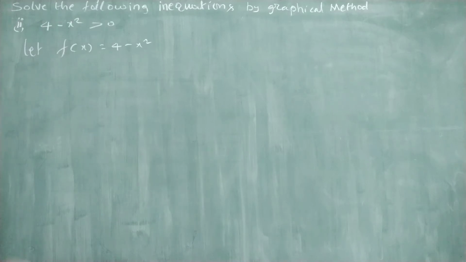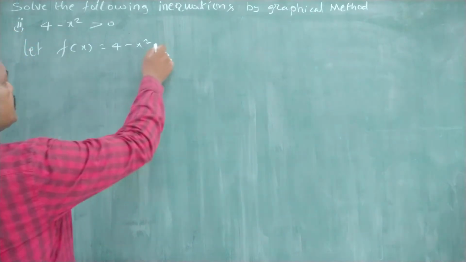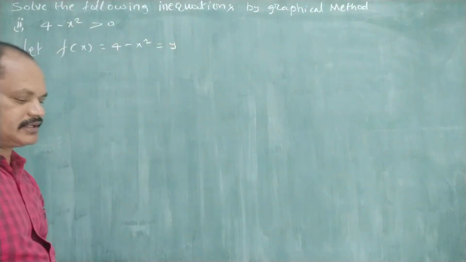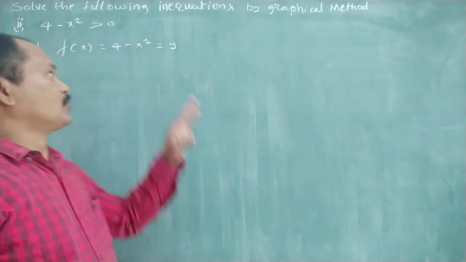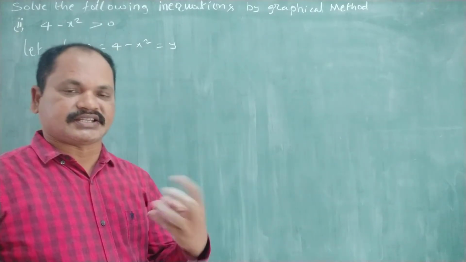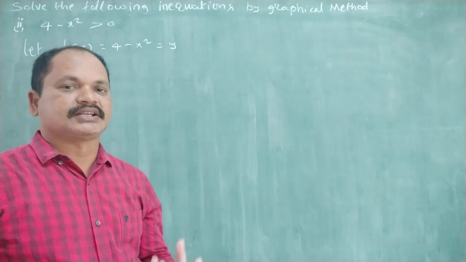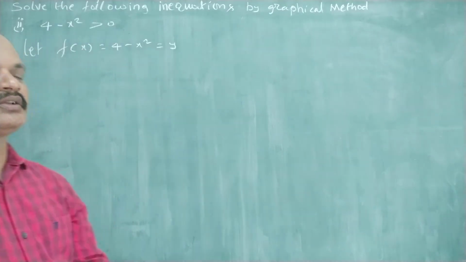F of x is equal to 4 minus x square. The coefficient of x square is taken as y. For the expression, the coefficient of x square is negative, so the shape is a downwards parabola.